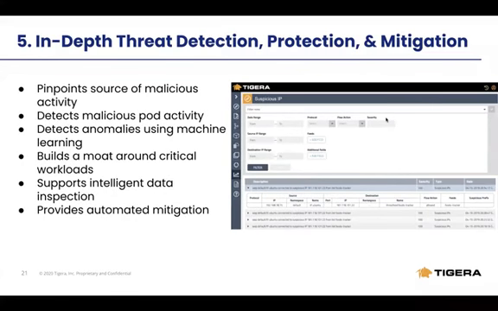Fifth, in-depth threat detection, protection, and mitigation. This is something that we provide out of the box.